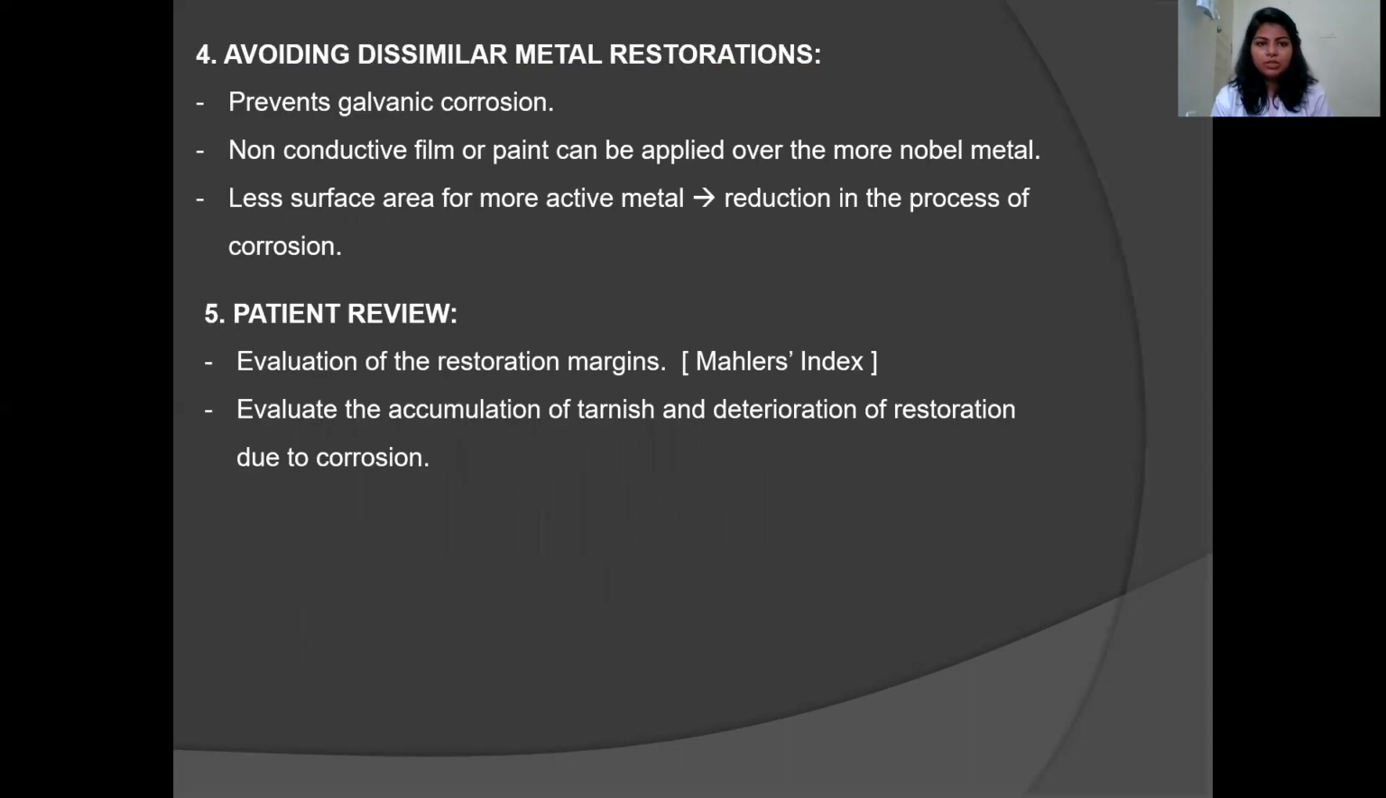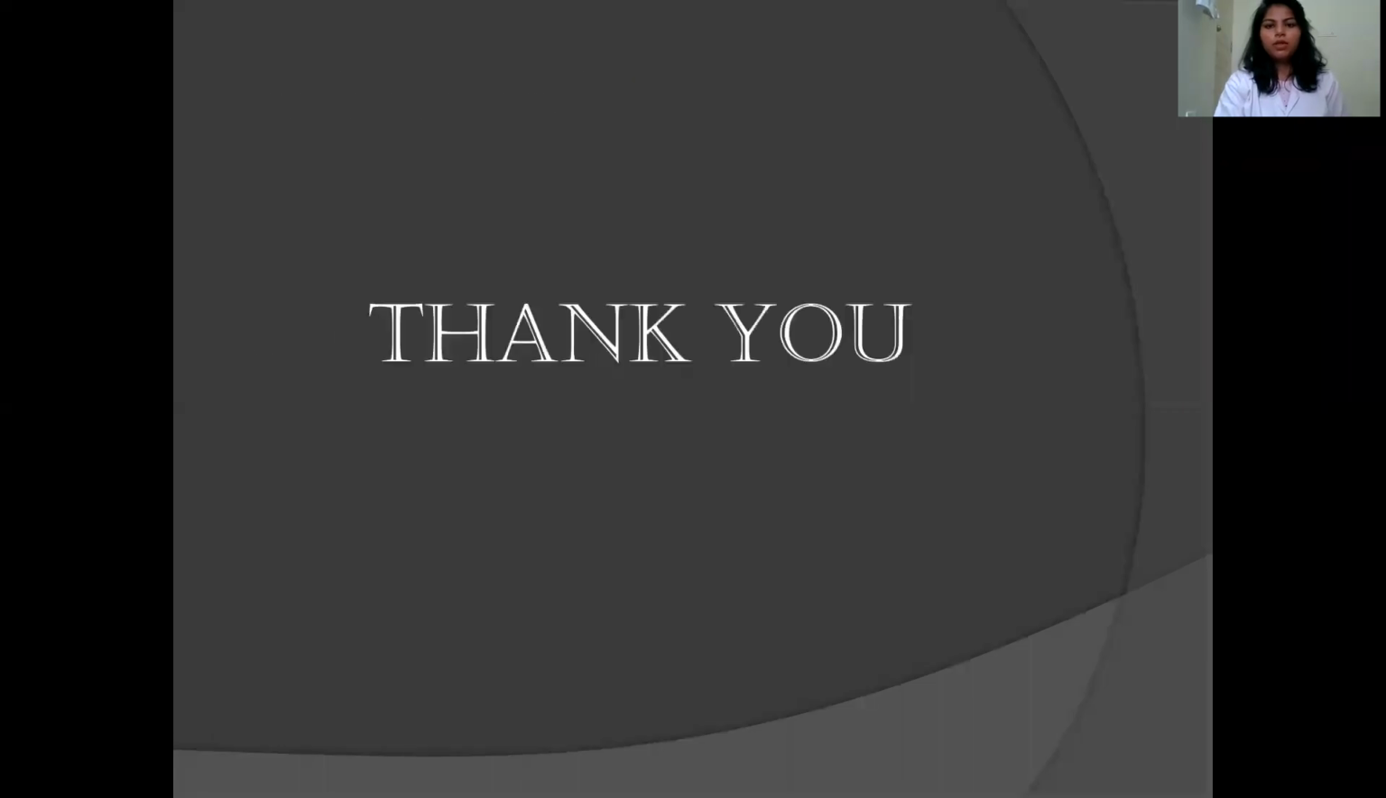Avoiding dissimilar metal restorations prevents galvanic corrosion. A non-conductive film or paint can be applied over the more noble metals, with less surface area for the more active metal, reducing the process of corrosion. Then comes the patient's review: evaluation of the restoration margins by the Mahler index, and evaluation of accumulation of tarnish and deterioration of the restoration due to corrosion. Thank you.